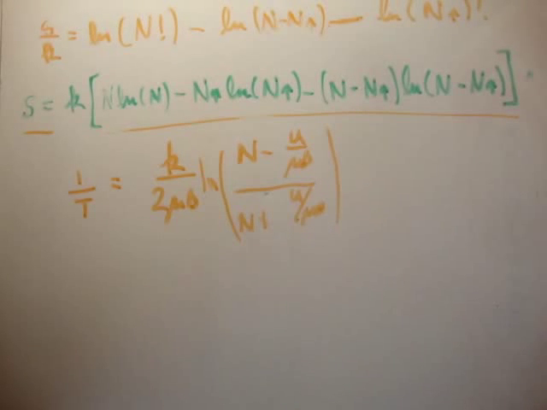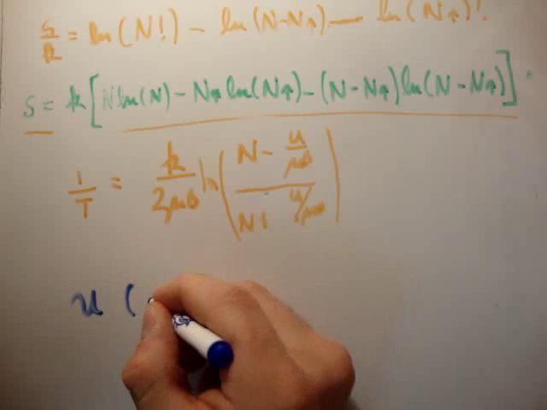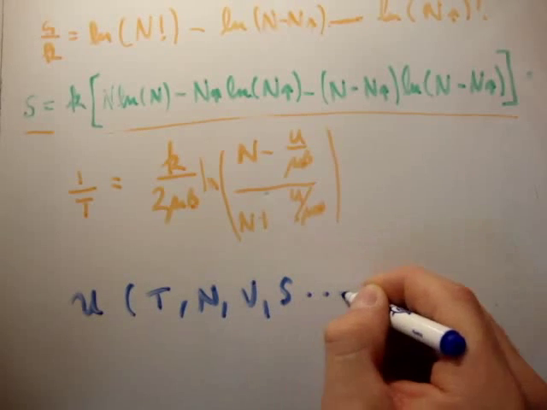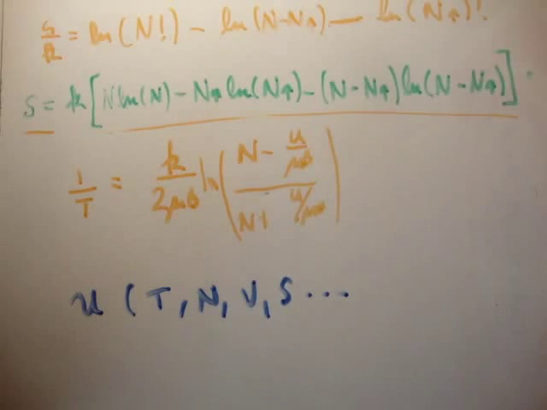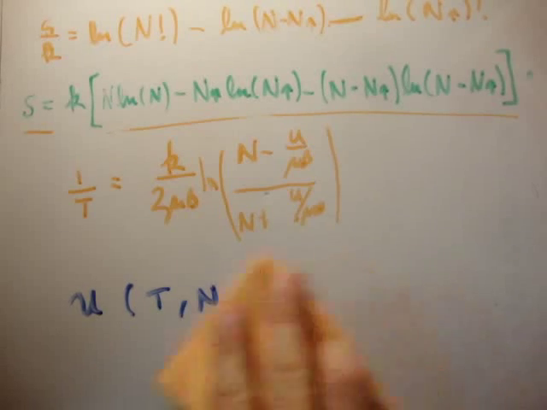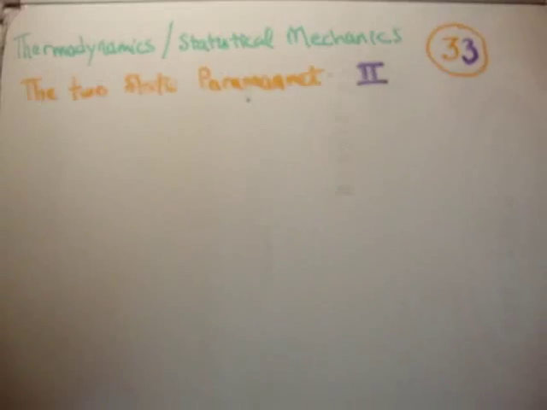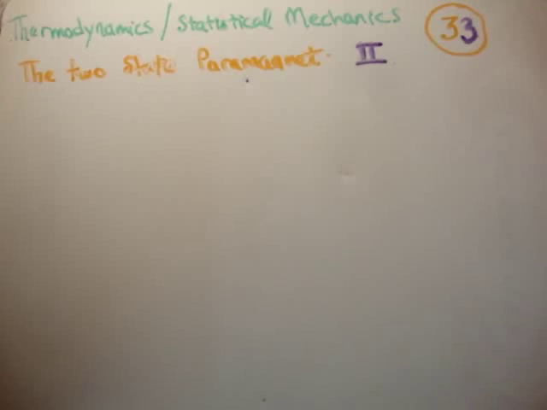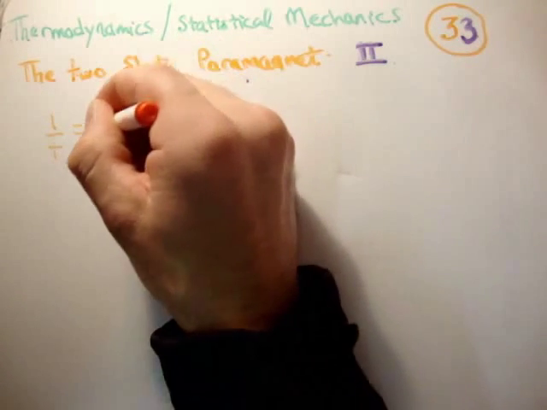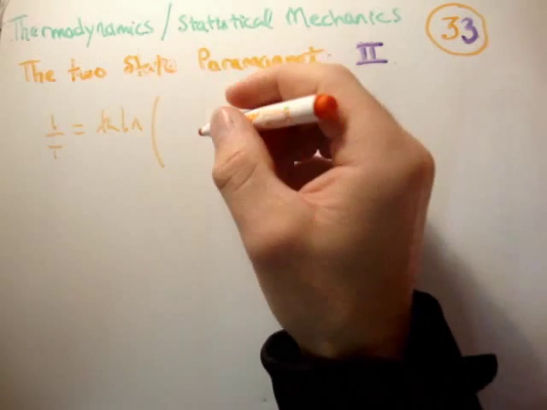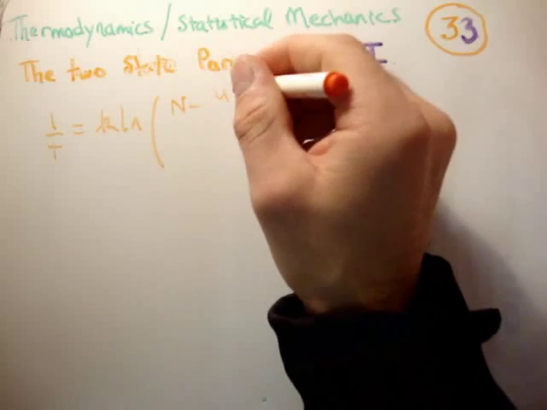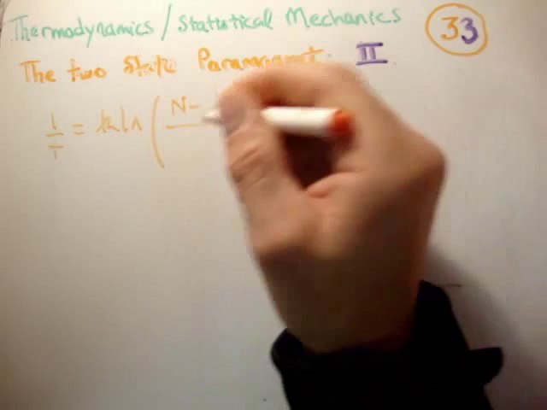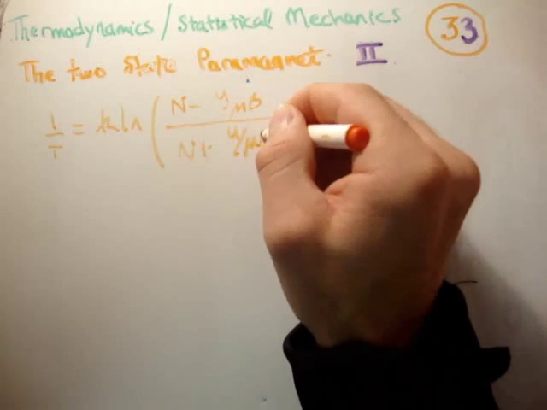Okay, so what's the next step? Well, the next step, of course, is to get U in terms of T, N, V, S, or whatever else. But if you look at it, really, all we're doing is rearranging this for U. So I'm going to delete a lot of the things up here, which we no longer need. So what we have is as follows. We have 1 over the temperature is equal to k outside of the natural logarithm of N minus U over mu B over N plus U over mu B.